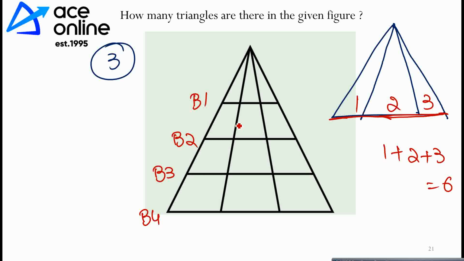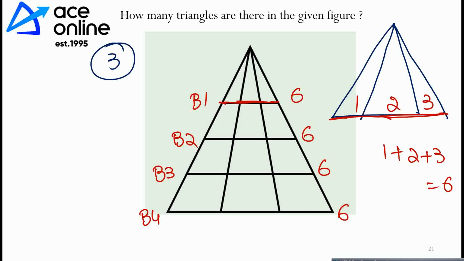Here I have 4 bases, right? I'll activate only this base, only this horizontal line, only B1 available. B2, B3, B4 not available. Then 6 triangles will form. How, sir? This right side diagram we already solved. Next, only B2 available: 6. Only B3 available: 6. B4 available: 6.